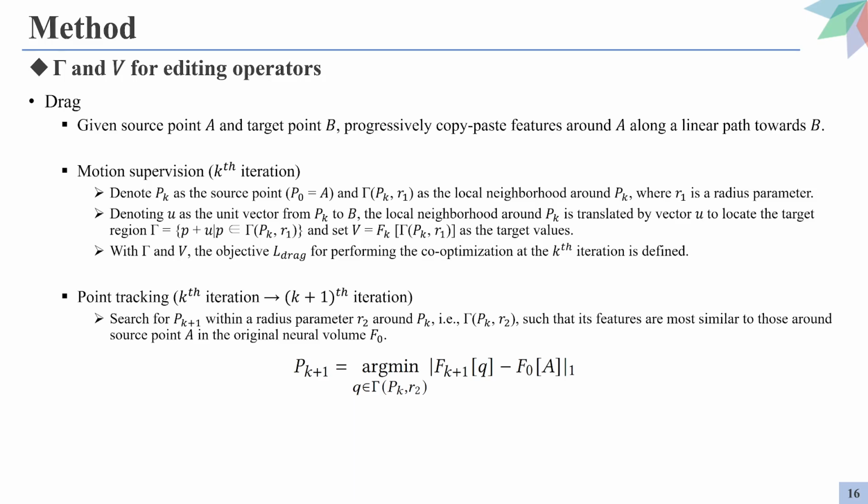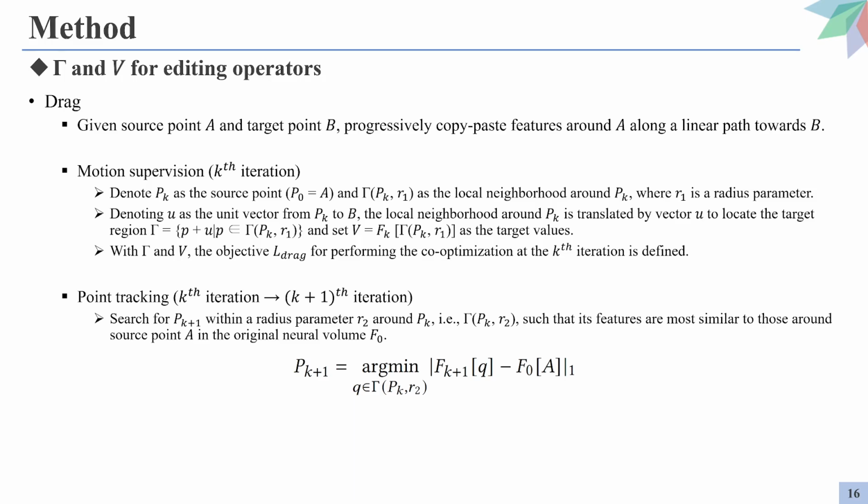The acquisition of gamma and V for the drag operator is a little more complicated than the others. It consists of 2 iteration steps, namely a motion supervision and a point tracking. Given a source point A and the target point B, we progressively copy and paste the features around A along a linear path towards B. The motion supervision step can be seen as copying the feature step, whereas the point tracking step is the search for the next location that follows the linear path.